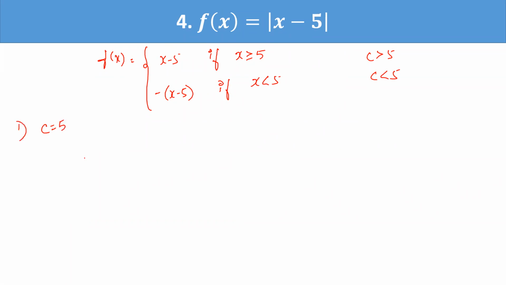So at c equal to 5, what is f of c? At x equal to 5, f of x is x minus 5, so you have to find f of 5. It is 5 minus 5, which is 0. 0 is a well-defined quantity. Now you check the left hand limit and right hand limit.